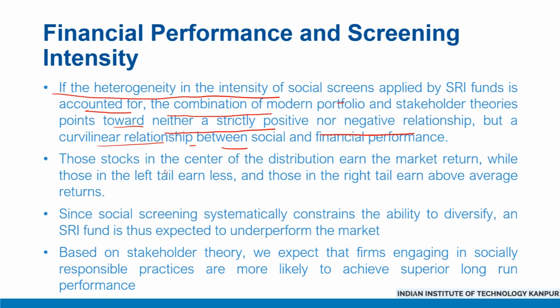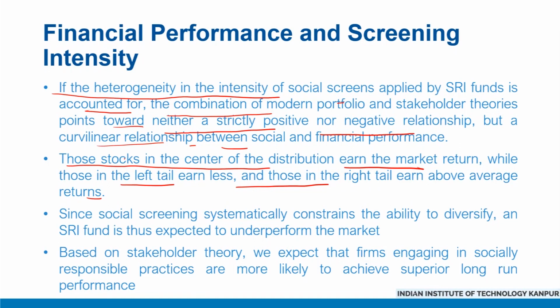Based on the efficient market assumption that underlies modern portfolio theory, considering the entire universe of stocks to have a uniform distribution of returns, those stocks that are in the center of the distribution earn the market return, while those on the left earn less, and those on the right earn above average returns. A fund manager taking random draws from her universe can expect to assemble a portfolio that will earn the market return so long as the resulting portfolio is diversified.